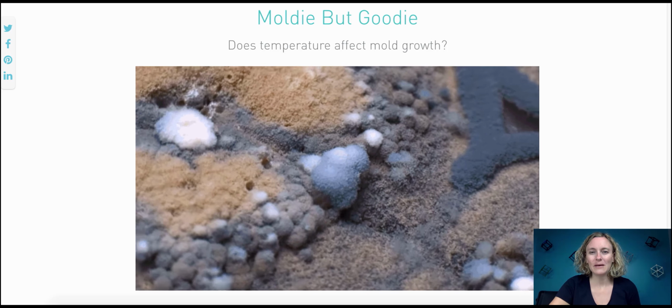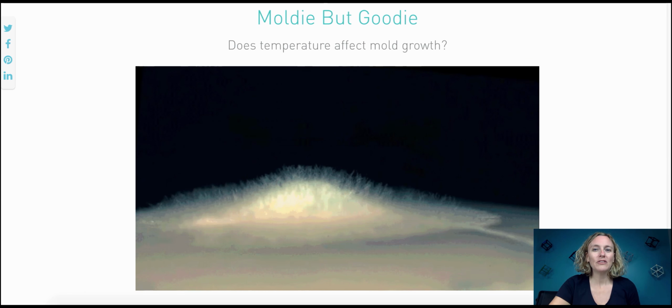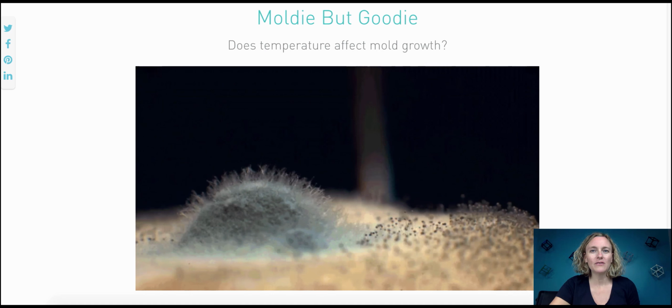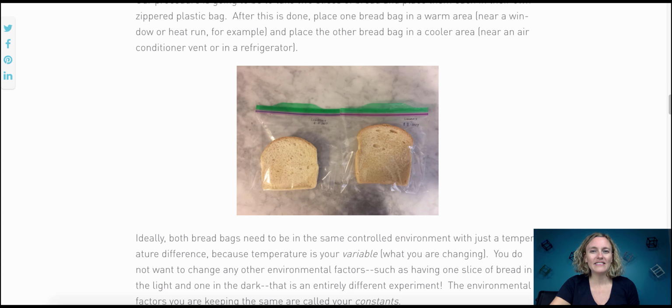Have you ever wondered if temperature affects mold growth? Moldie But Goodie has the students exploring this question using pieces of bread in a Ziploc bag, placing one in a warm area and one in a cold area, and using data from the temperature sensor. The students will log their observations over 10 days to see if temperature affects mold growth.